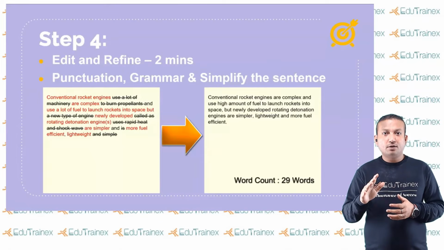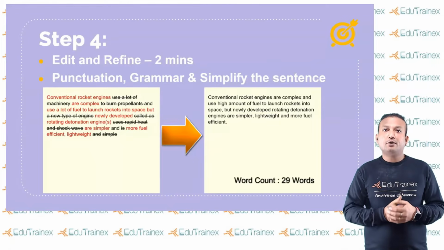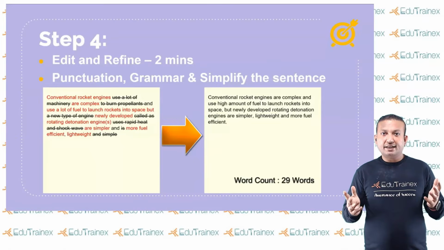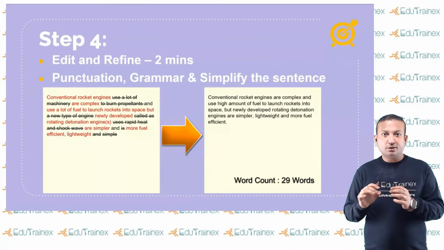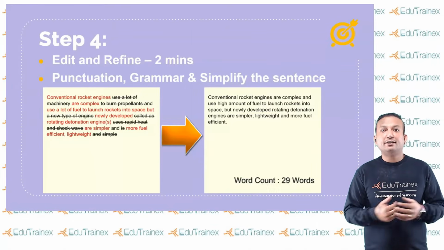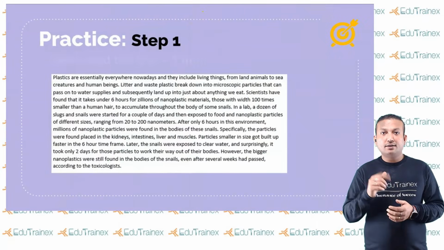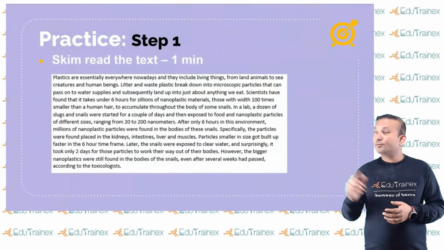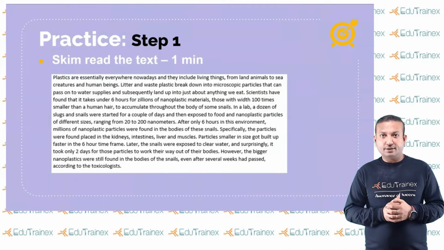Now my final word count is 29, but this response will still get me 90 out of 90 guaranteed. Even the first response that we came up with had 46 words. Just fixing the punctuation, grammar, and spelling can also get you to a 90 score. Let's do another practice question, which is another example shown on the screen.